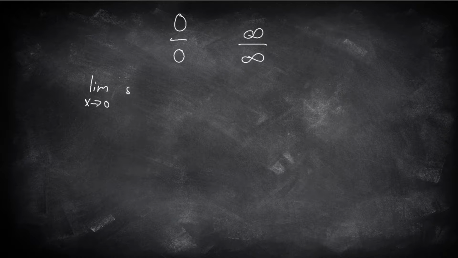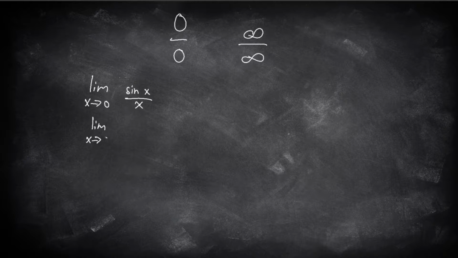As x approaches 0, sine of x over x. So first, for any limit that you do, you always have to check. If you want to use L'Hopital's rule, you have to check that it's an indeterminate. So plug in x equals 0 here, so sine of 0 is 0. And as x approaches 0, this x becomes 0. So 0 over 0, indeterminate.